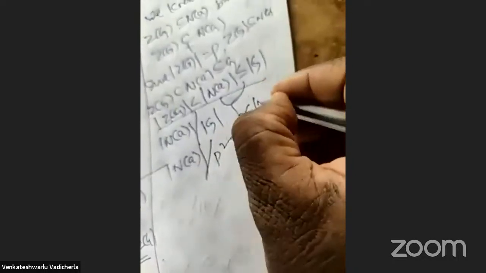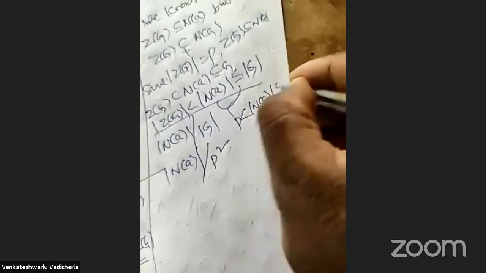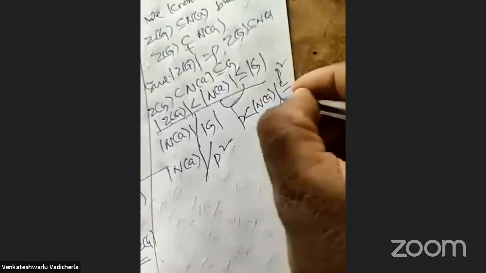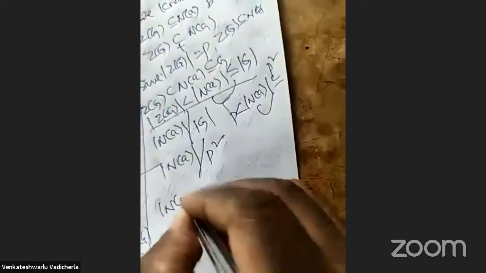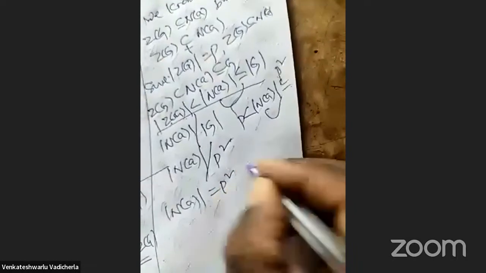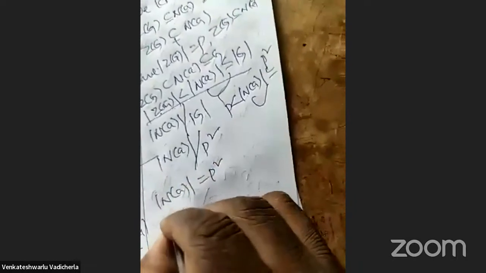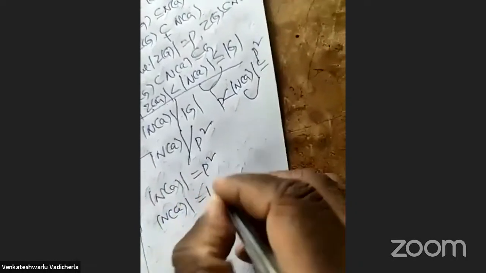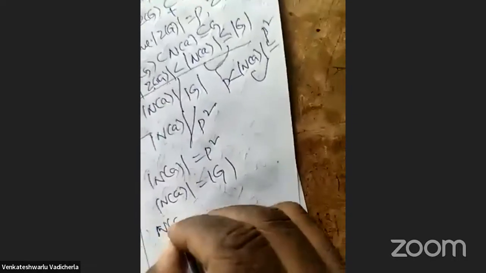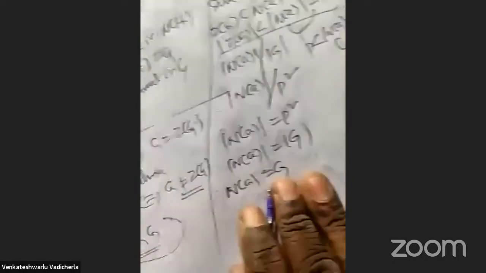What is the relation? P is less than the order of N of A, which is less than or equal to P square. So the order of N of A must be equal to P square, which is the group order of G. Therefore the order of the normalizer of A is equal to the order of G.